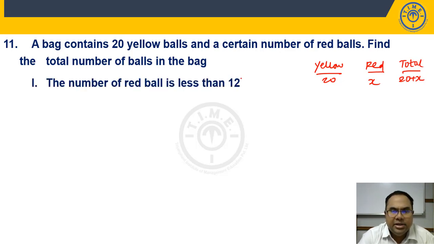Statement 1: Number of red balls is less than 12. That means obviously less than 12 means it can be 11, 10, 9, 8. I cannot answer from the first statement alone.